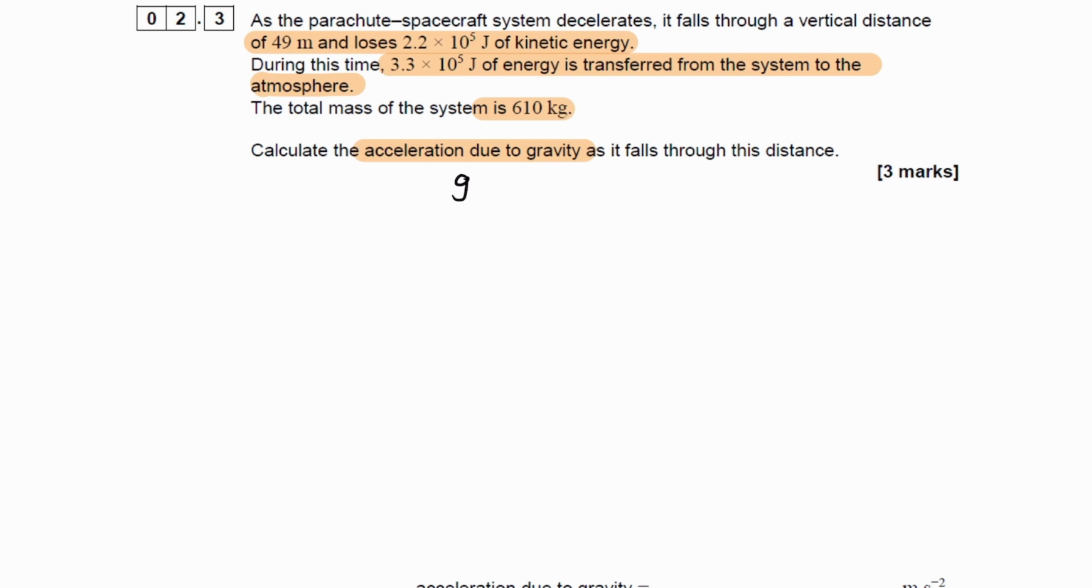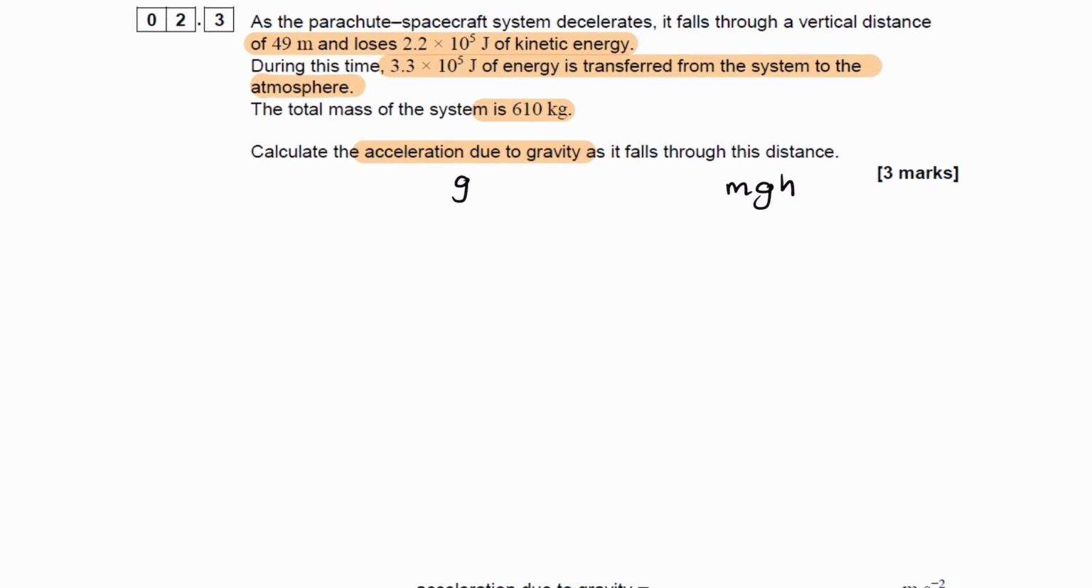If that were the case, we would have to use mgh for gravitational potential energy, and I'm assuming we're going to be rearranging that equation to work out what the acceleration due to gravity is. Okay, so first let's think about the different stores of energy that we have. So there's kinetic energy. We're losing some kinetic energy. There's also gravitational potential energy, which will be lost as the parachute spacecraft system falls.